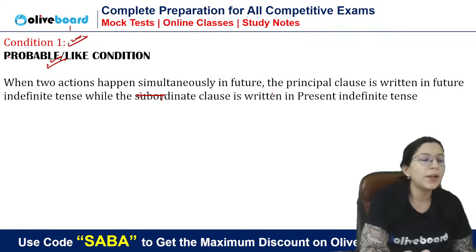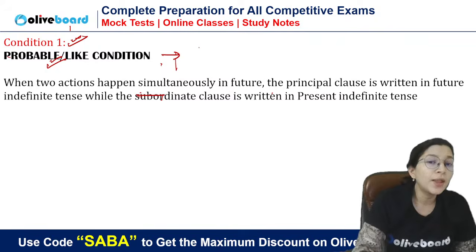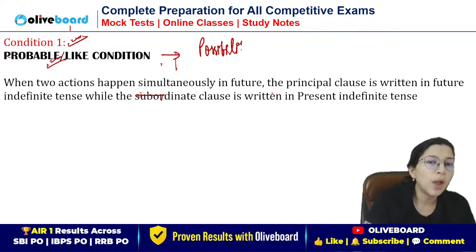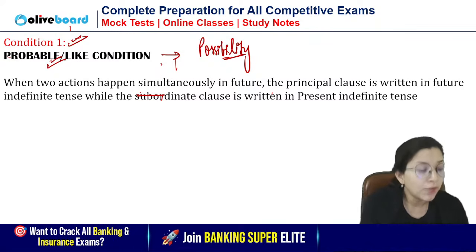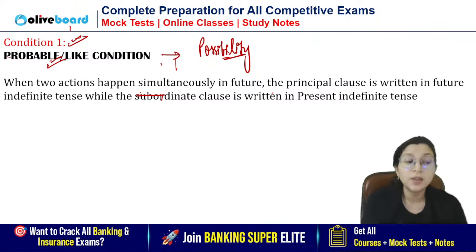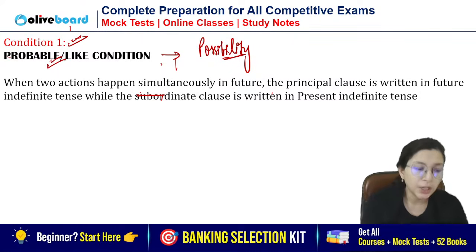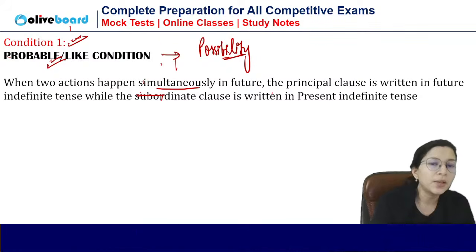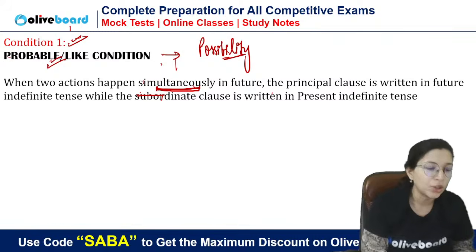Likely and probable condition means we apply the first condition when there is a possibility of something to occur, something to happen. When you feel that there is a possibility, a certainty that something can happen, that is called a likely or probable condition. And the rule says that when two actions happen simultaneously, conditional sentences are always applicable on simultaneous actions.